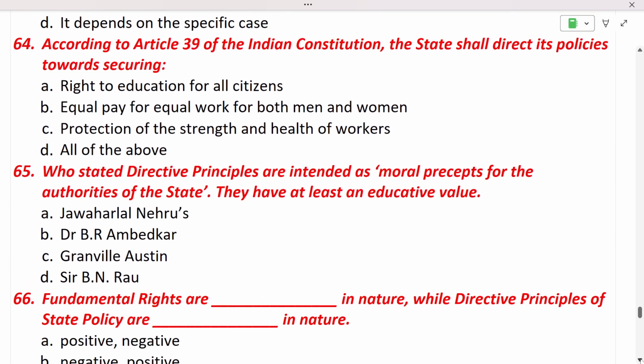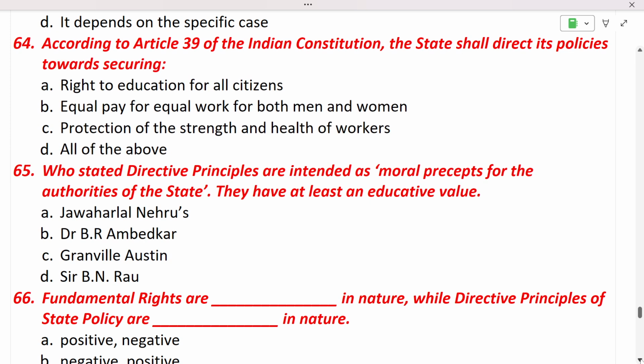Next, move to question number 64. According to Article 39 of the Indian Constitution, the state shall direct its policies towards securing: Option A, a right to education for all citizens. Option B, equal pay for equal work for both men and women. Option C, protection of the strength and health of workers. Option D, all of the above. So the answer is D.